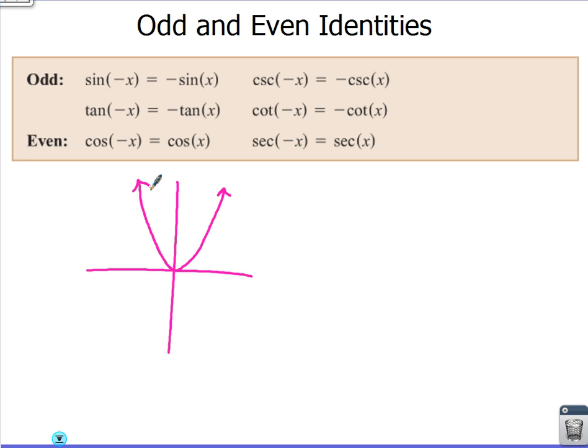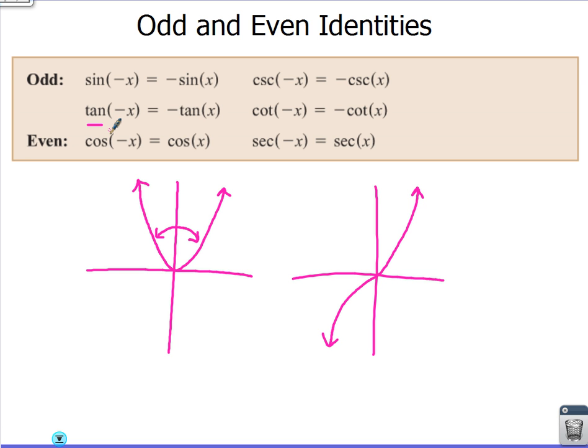Where is it symmetrical? Y-axis. Even functions are always symmetrical across the y-axis. What about odd functions? Your basic odd function, one of your most basic, is y equals x to the third, which I told you looked very similar to tangent, didn't it? Is tangent going to be an odd function? Yeah. See it right there?